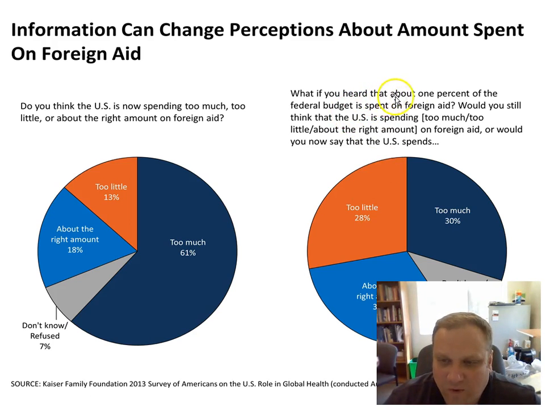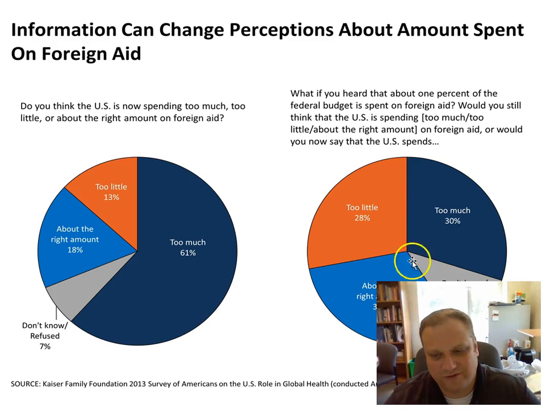What if you heard that about 1% of the federal budget is spent on foreign aid? Would you still think the U.S. is spending too much, too little, or about the right amount? With the 1%, the plurality said about the right amount, with too much, too little, and don't know or refuse close by. So just about equally into thirds.